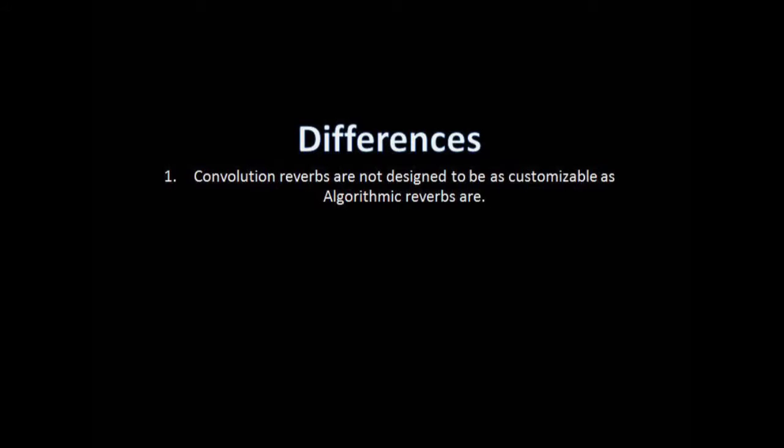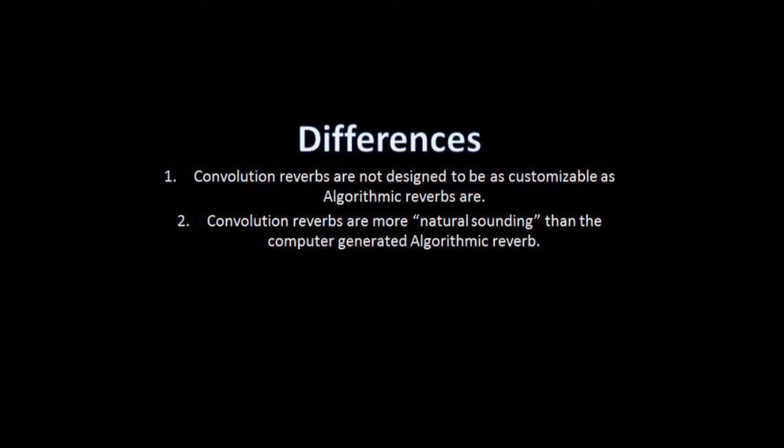So to summarize the differences, convolution reverbs are not designed to be as customizable as algorithmic reverbs. Algorithmic reverbs can be tweaked much more. Convolution reverbs may be more creative than algorithmic reverbs. You can load impulse responses that are things other than sounds and get unique results. Convolution reverbs are also more natural sounding than algorithmic reverbs, which are strictly computer generated.